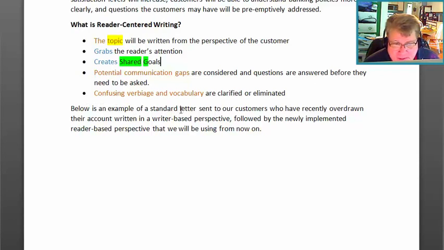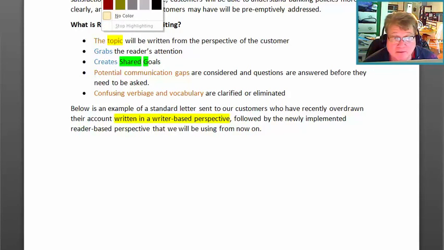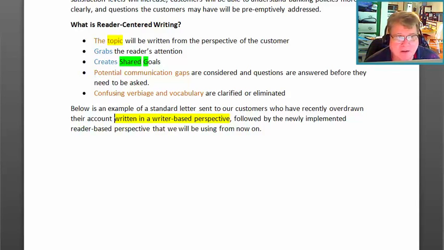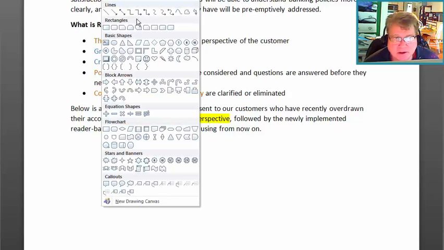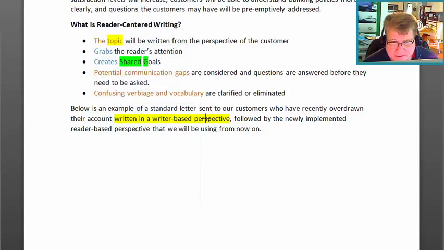Okay, below is an example of a standard letter sent to our customers who have recently overdrawn their account. This is a misplaced modifier. This misplaced modifier modifies what? Letter. So you have to put it next to letter. You want to put a modifier as close as possible to the thing it modifies. So this modifies letter, so you want to put it next to letter. Make it black. Followed by the newly implemented reader-based perspective that we'll be using from now on. Okay?